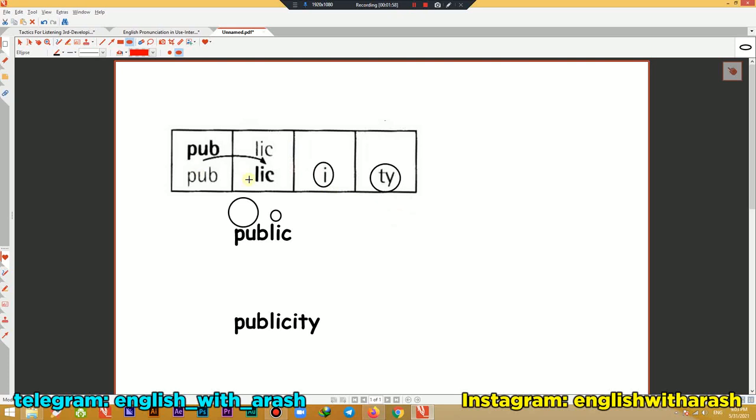Now when you add this ending, you have public and then you add ity, you get the word publicity. Then the stress is no longer on the first part because you say publicity. But here, stress was on the first part, public. It happens in a lot of words.